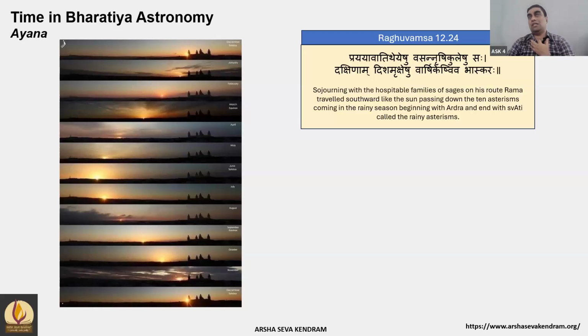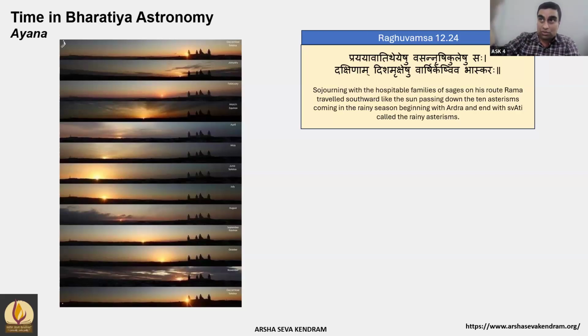Now, just like the sun entering these different nakshatras, Lord Rama, when he is moving southward from Ayodhya to, I believe, Panchavati, or I don't know if it's further south, he is actually staying in different rishis' houses. Just like the sun is staying in certain nakshatras, he is also staying in different rishis' houses. The rainy season is happening. And Rama is also equated to the sun, right?